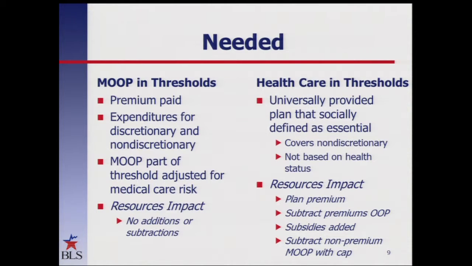Resources, how it's impacted: you add the value of the plan premium to your resources, subtract any premiums that you have to pay out of pocket. You add any subsidies, which would actually be your plan premium. And let's say you get a state exchange, you're in a bronze program, and you get the full value subsidized, so that's going to be the value of the premium. You don't pay any premium, so there's not going to be a subtraction, so your net is going to equal the full value of the premium. And you can subtract any non-premium MOOP with a cap. Each medical insurance plan has a cap on what the family is required to pay out of pocket. All this information is available at the state level.